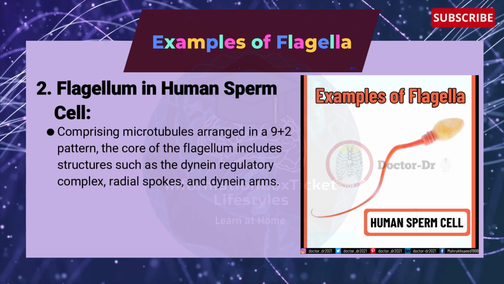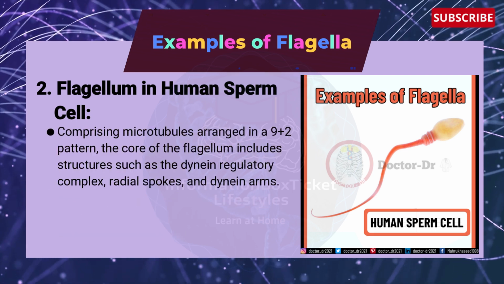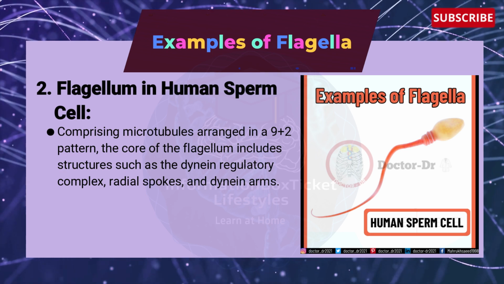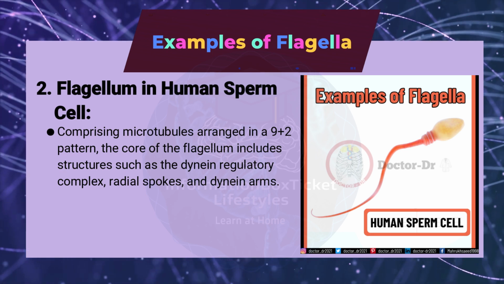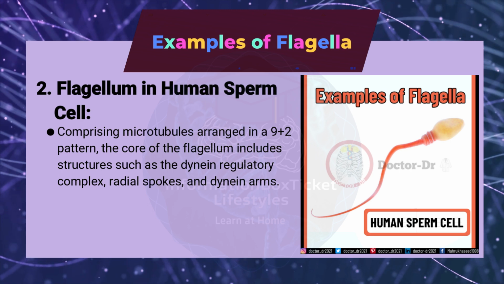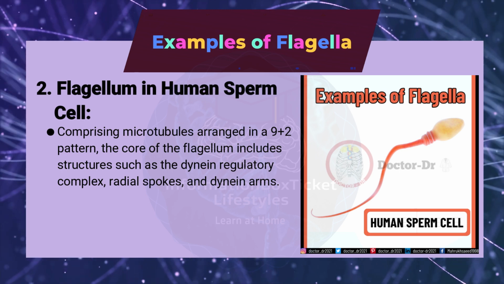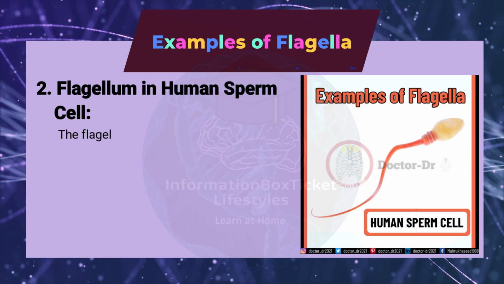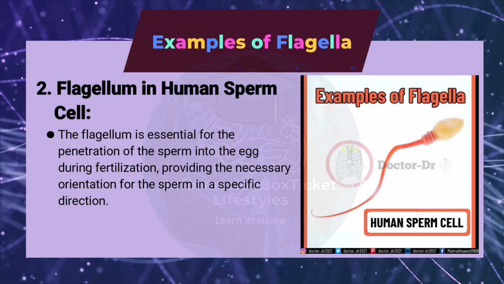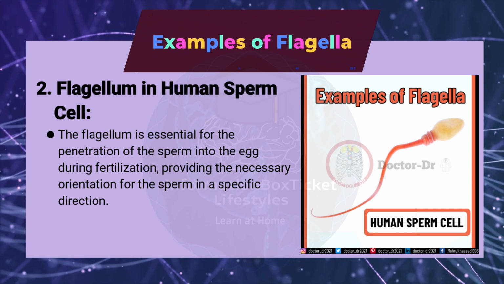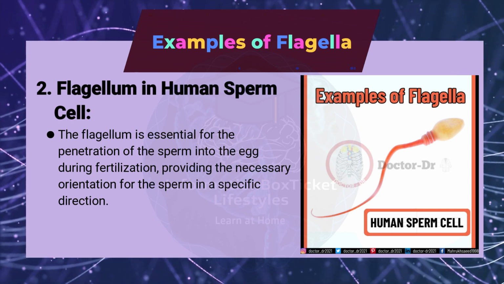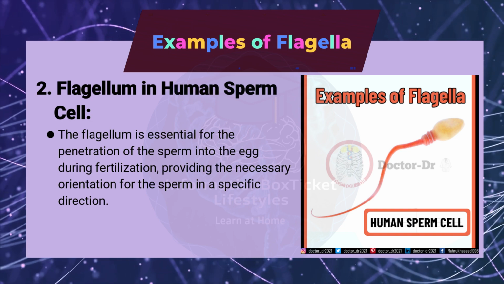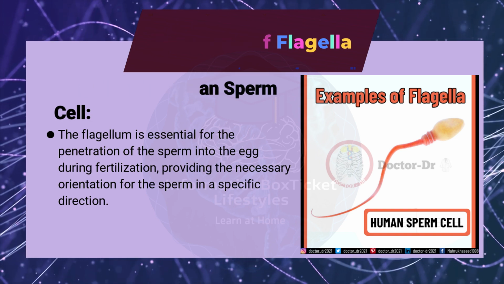Comprising microtubules arranged in a 9+2 pattern, the core of the flagellum includes structures such as the dynein regulatory complex, radial spokes, and dynein arms. The flagellum is essential for penetration of the sperm into the egg during fertilization, providing necessary orientation for the sperm in the specific direction.